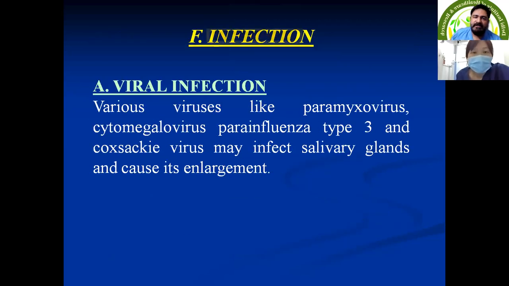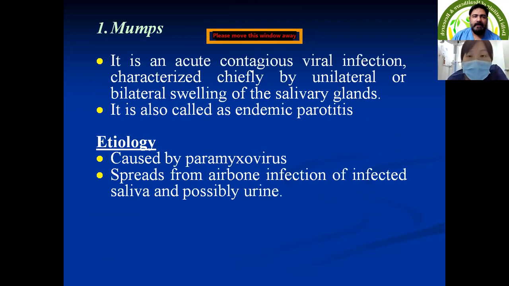The next is viral infections. Various viruses such as paramyxovirus, cytomegalovirus, and Coxsackie virus may infect the salivary gland and cause its enlargement. Then mumps is an acute contagious viral infection characterized chiefly by unilateral or bilateral swelling of the salivary gland. It is also called as endemic parotitis.